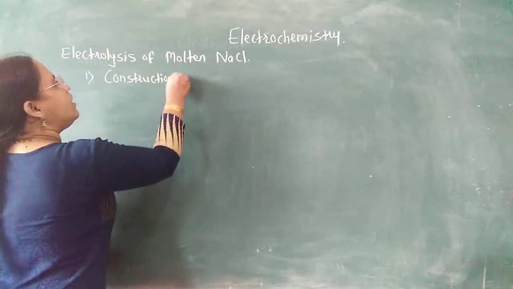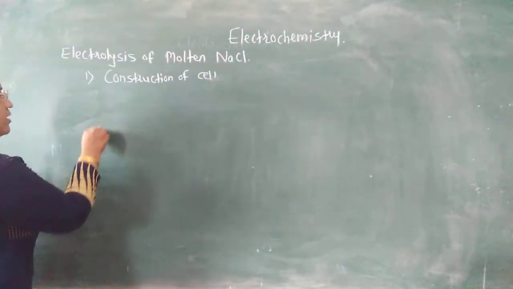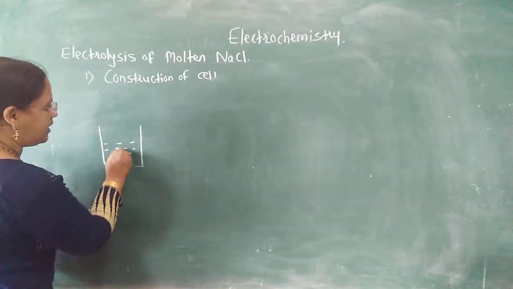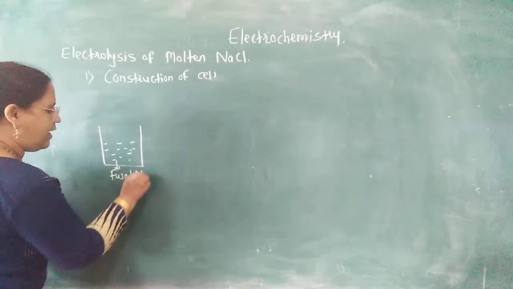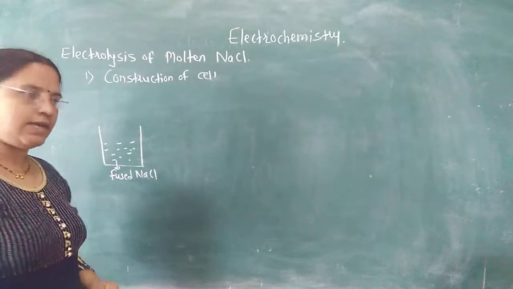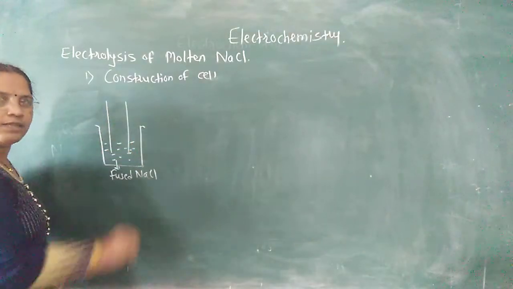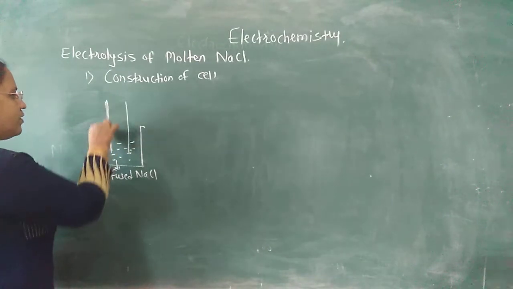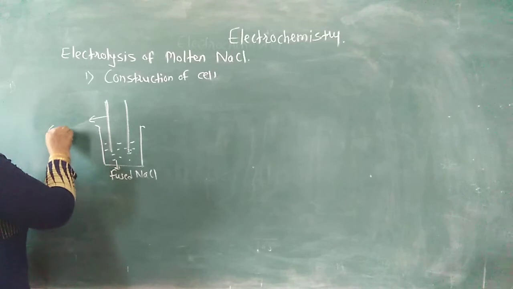Construction of electrolytic cell. How is it constructed? The electrolytic cell consists of a container containing fused or molten electrolyte, fused NaCl as the electrolyte. Two graphite rods are immersed into the electrolyte solution.